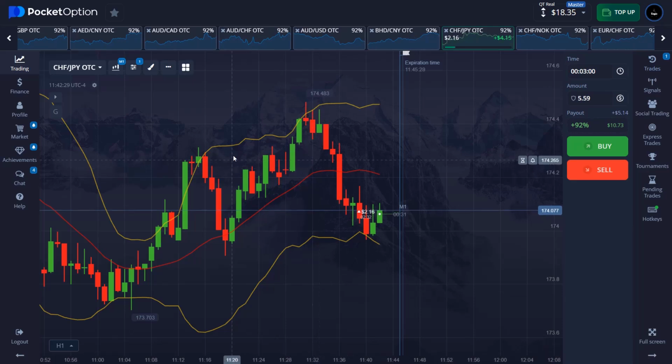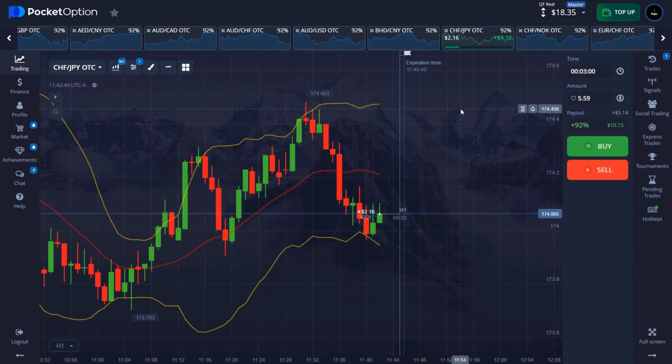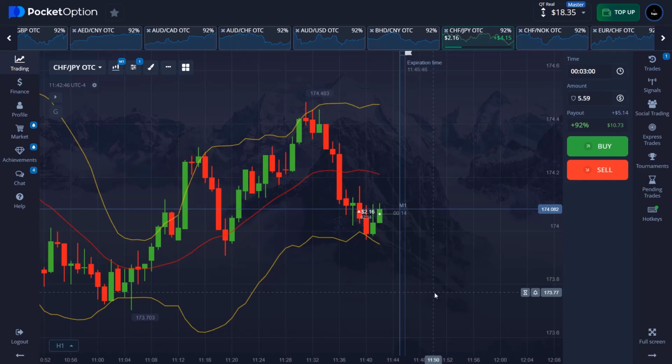So wherever your initial candle closes at whichever band, so this one here closed at the top band, so you know your trade's going to be going down. This one closed at the bottom band, so you know it's going to be going up. Okay, so it's kind of the same thing even with the middle band.